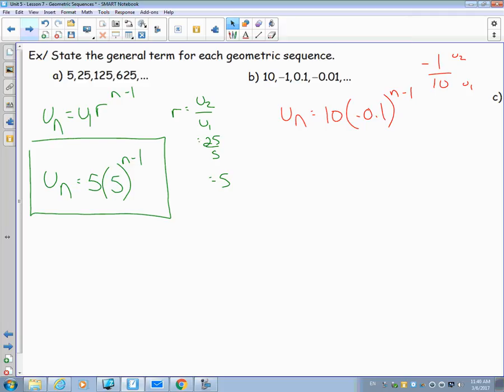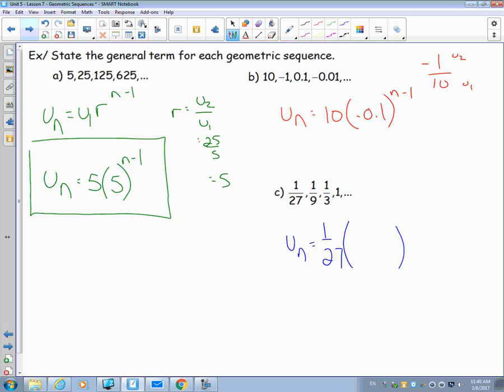All right, we'll try one more. Fraction one this time. Fractions can often be messy. Okay, let's get it set up. un equals u1 times r. Now r this time, I got to do 1/9 divided by 1/27. I can use my calculator to do that if I want to, or think of it as fractions. 1/9 divided by 1/27. If I divide fractions, I flip and multiply. 27 over 1, which gives me 27 over 9, or in other words, 3. Same thing your calculator would give you.